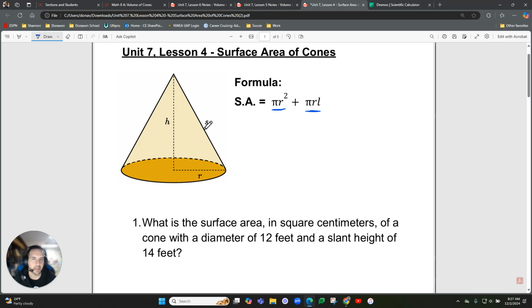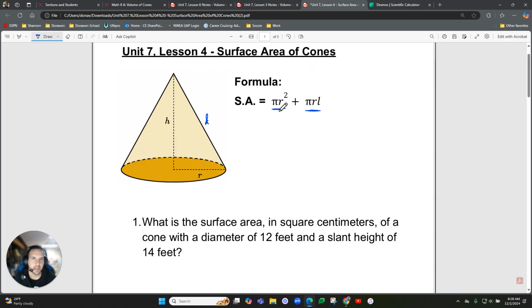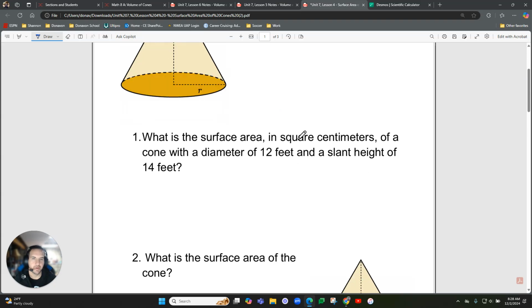The second thing to mention is that here they call this S for slant height. In the formula, it's L, so we could replace that with an L so it's not too confusing, or we could replace this with an S for slant height. But we're going to go with L, because the standard is L for the slant height. All right, pretty simple formula. All we have to do is follow that formula.